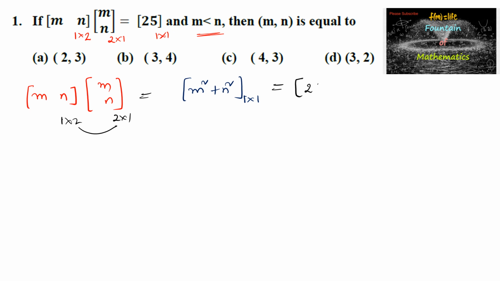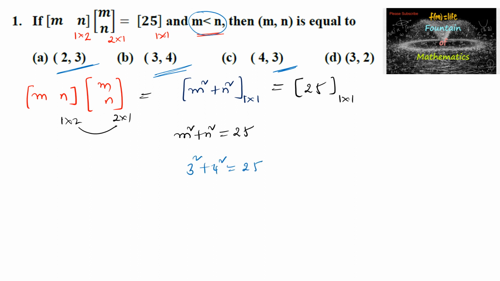25. So this implies that m square plus n square is equal to 25, because two matrices are equal here with the same order, comparing the corresponding values. So m square plus n square is 25, and you can see that among the options, 2 square plus 3 square cannot be 25, 3 square plus 4 square is 25, and 4 square plus 3 square is 25, but m is smaller than n, so we can write 3 square plus 4 square will give you 25, that is 9 plus 16 is equal to 25.